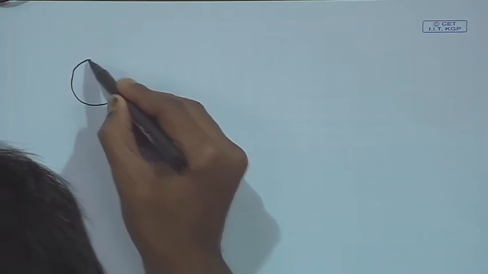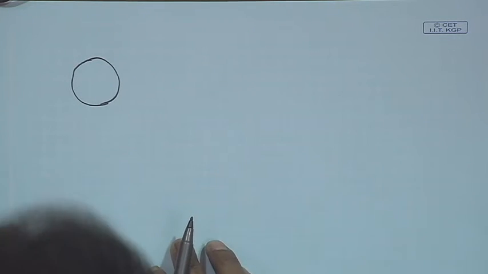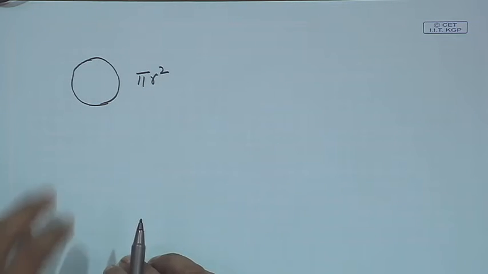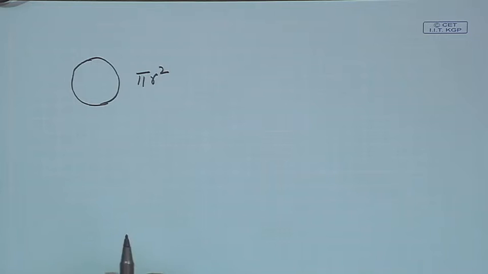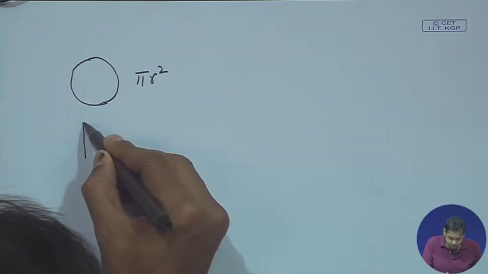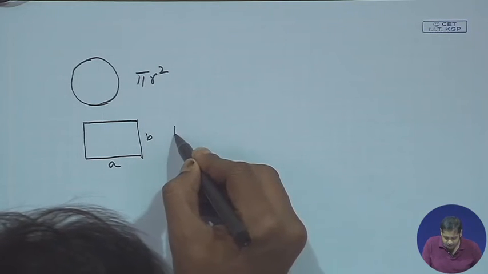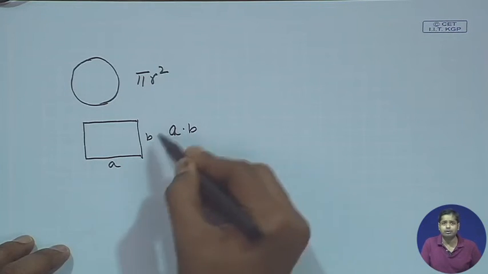Okay, now you see, let me give you an example. Suppose I have a circle like this, and if you are asked to determine the area of this circle, we know that it is pi r square, where r is the radius of the circle. Similarly, if we have a square or a rectangle with sides A and B, what is the area? Area is equal to A into B. We can also determine the perimeter and so on.